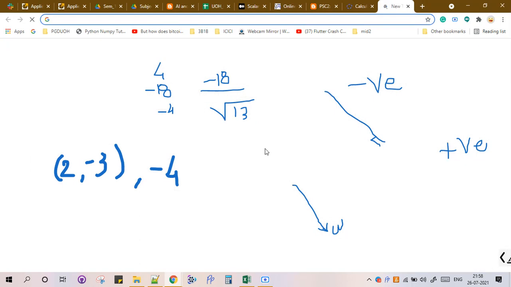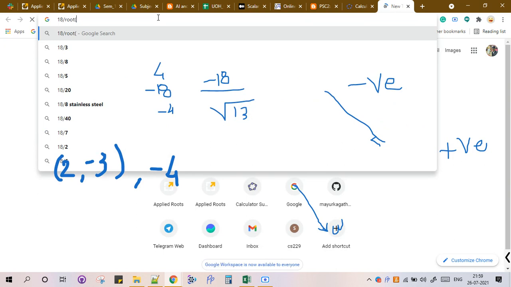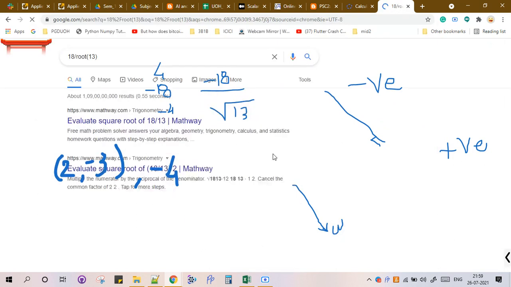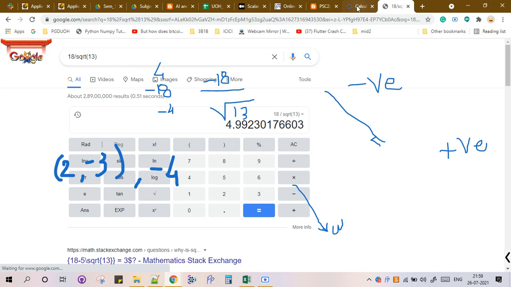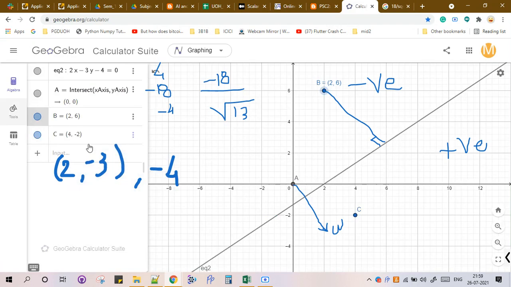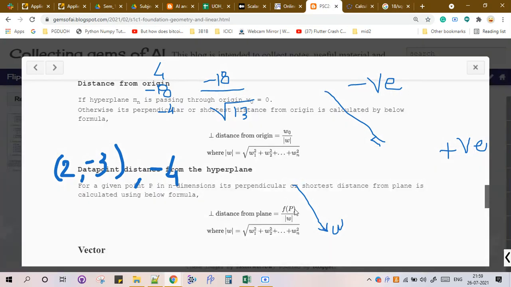So 18 divided by root 13 is 4.99, right? And this is looking like 4.99. Let's try to measure it. But you got the idea, right? How did we calculate this? We just put the point into this equation, f of p, with x equal to 2, y equal to 6, right? And whatever answer we get, we divide by the mod of w. Any doubt here, guys, for this equation, f of p divided by mod w?